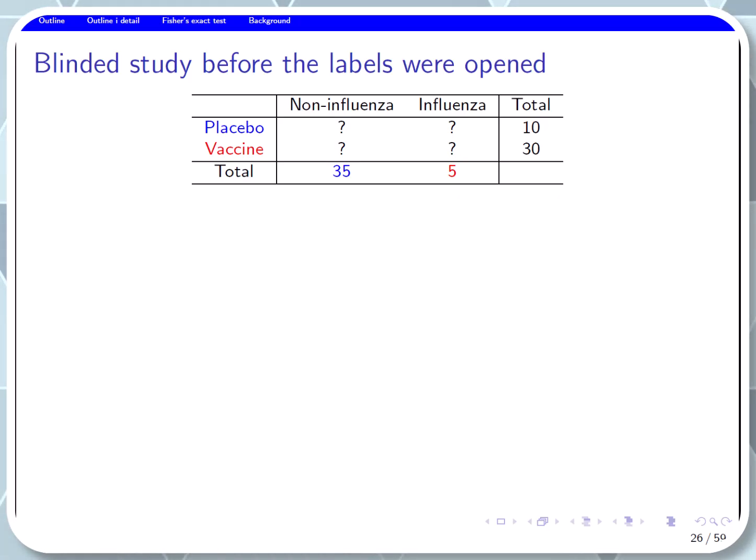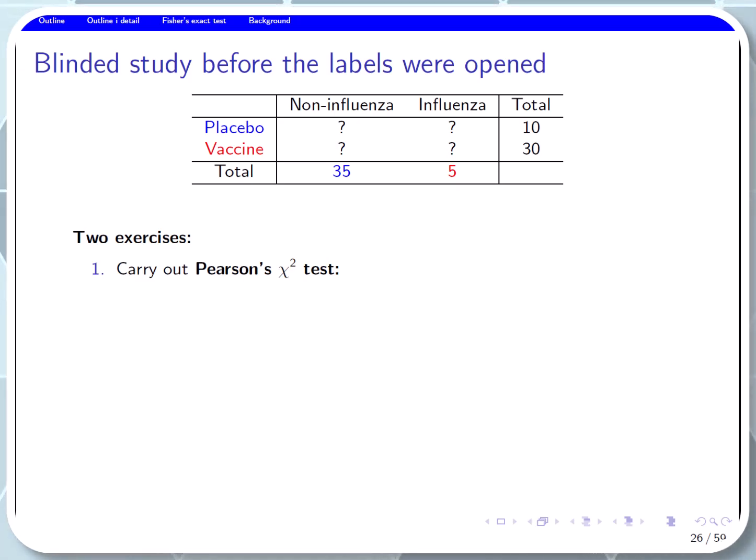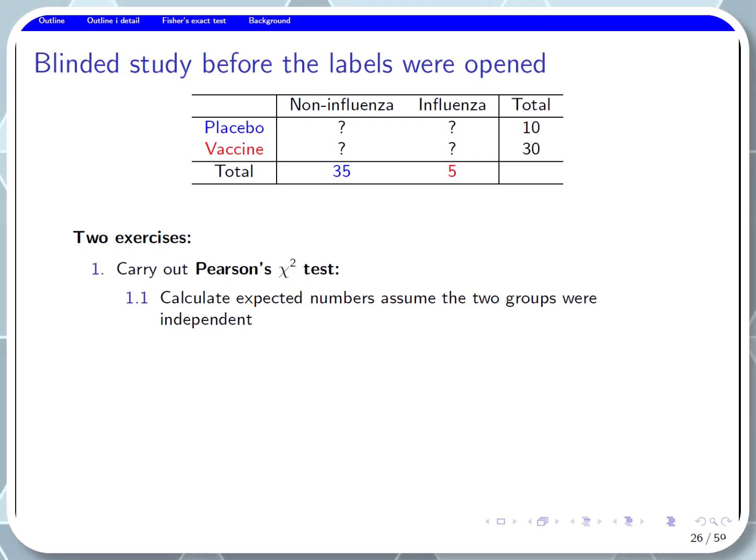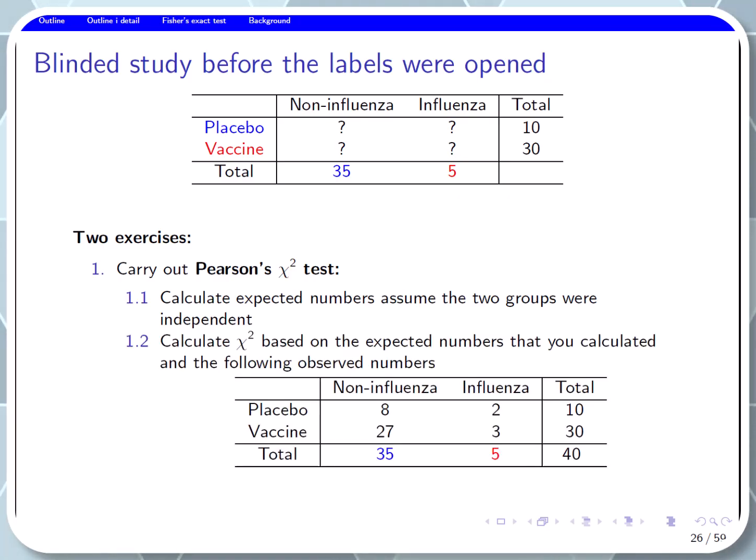Please try out the following two exercises. Number 1, carry out Pearson's chi-square test. You should at least do the following 3 things. First, calculate the expected number, assume the two groups were independent. Second, calculate the chi-square based on the expected number that you calculated and the following observed numbers. Third, calculate the degree of freedom.